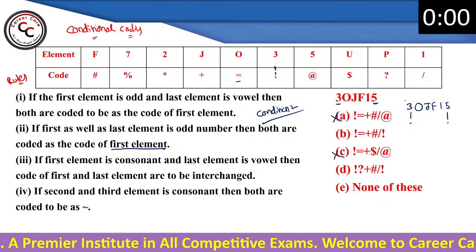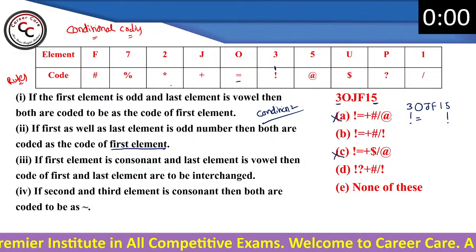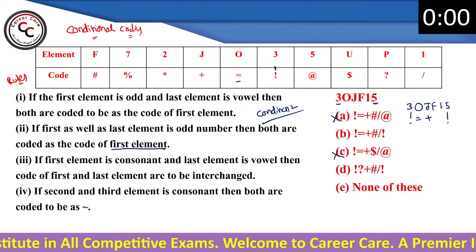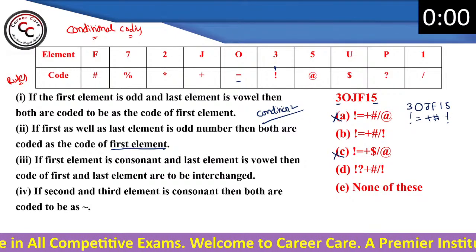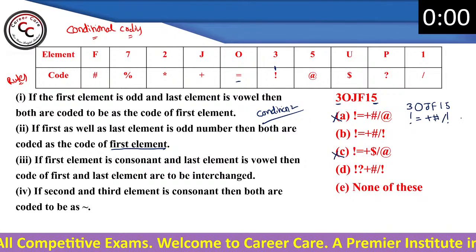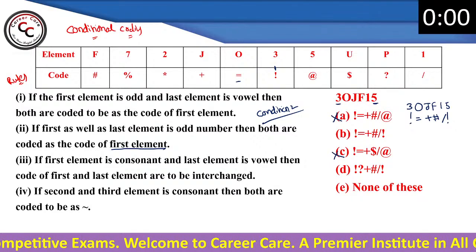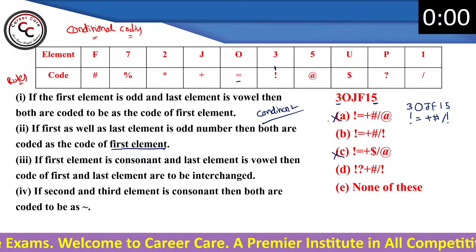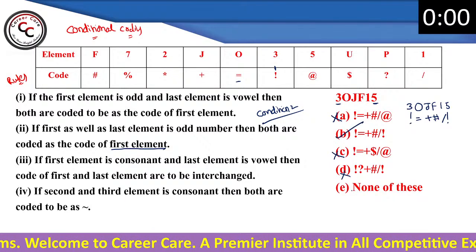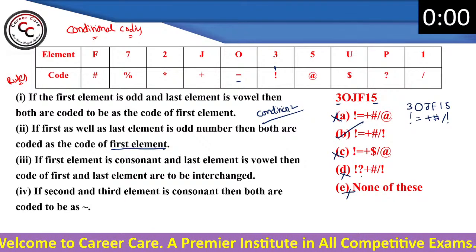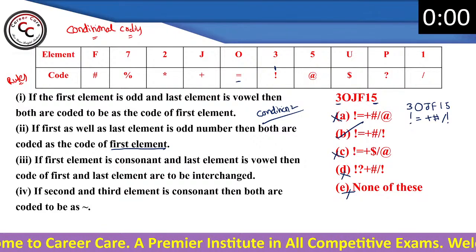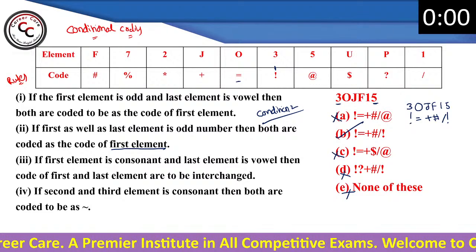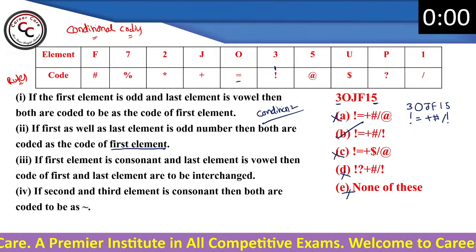O stands for equals to from the table. J stands for plus. F stands for hash. And 1 stands for backward slash. Right? No answer so far. Exclamatory equals to plus hash, backward slash and exclamatory. So here our answer with respect to this particular question is option number B. Right? Make sure that sometimes two conditions will be clashed. That time you need to be a little bit careful.